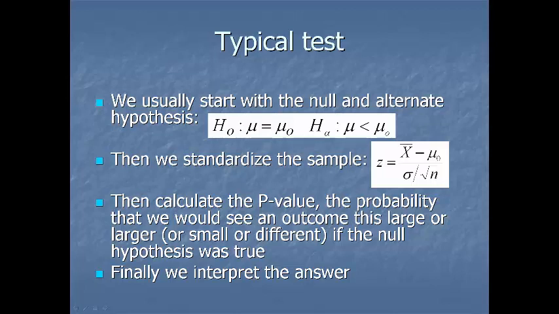Then we standardize the sample, which is finding the z-score. Notice how we modify the standard deviation by dividing by the square root of n. Then we calculate the p-value, the upper tail probability that we should see an outcome this large or larger, or small or different, if it happens to be the lower tail probability, if it's less than, if the null hypothesis was true. And then finally, we interpret the answer.